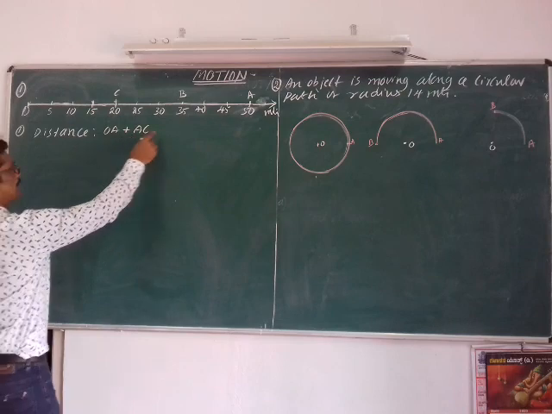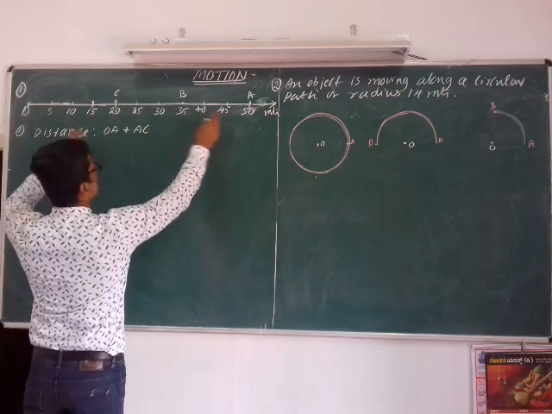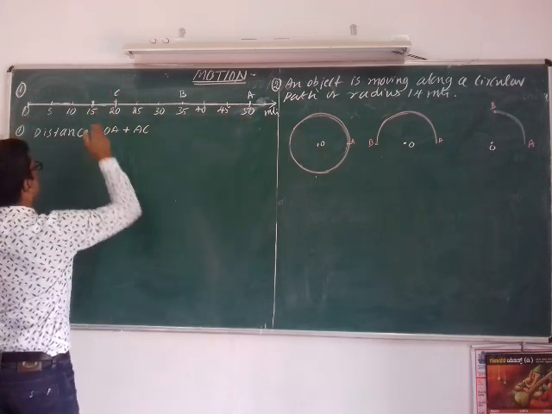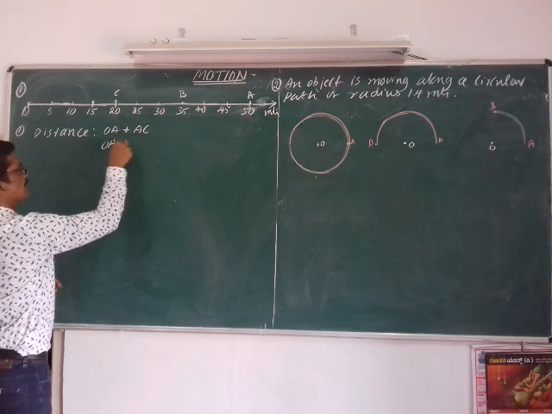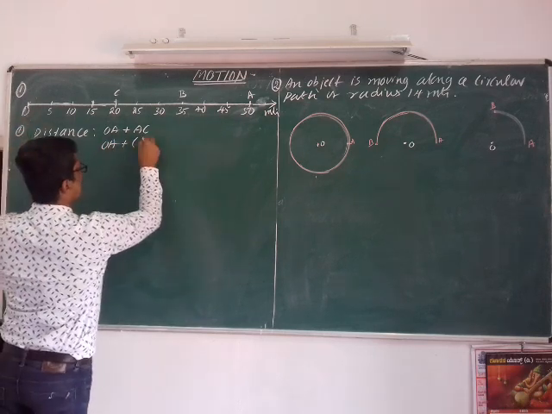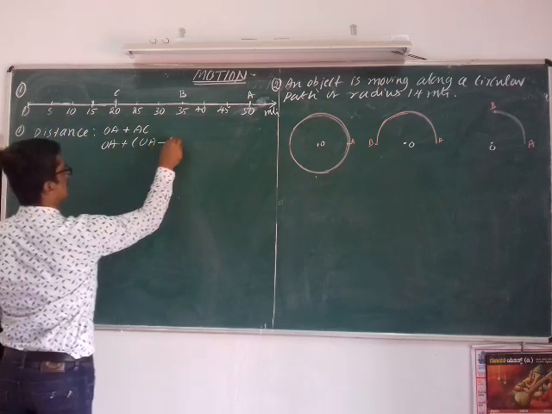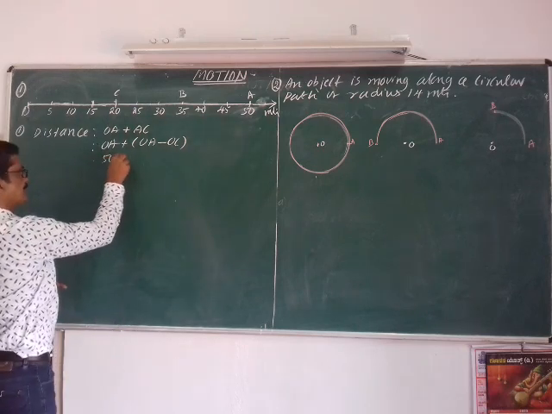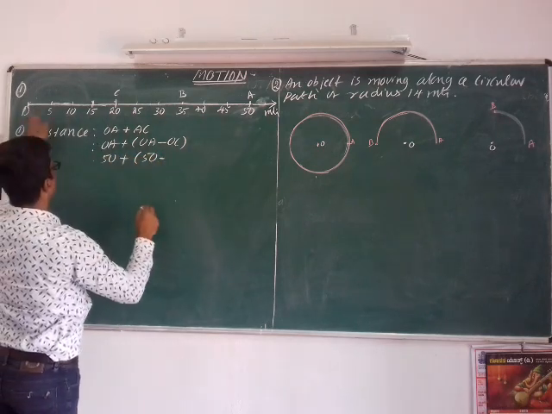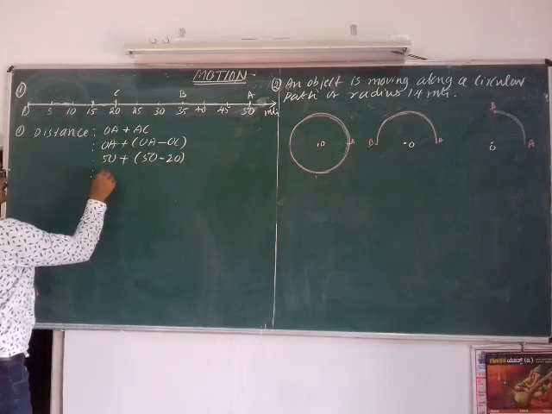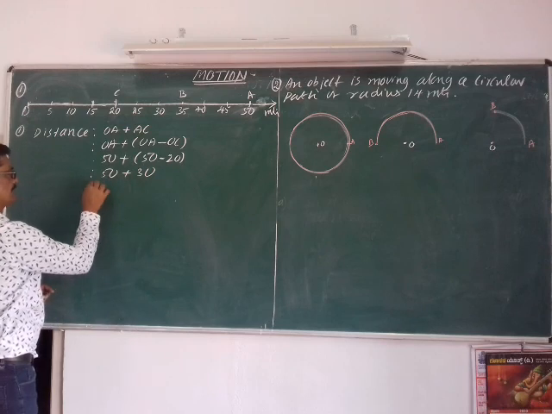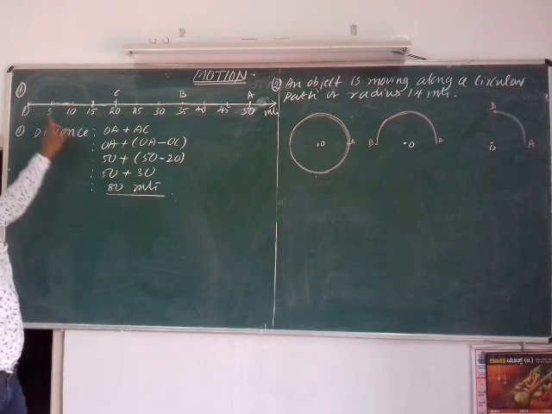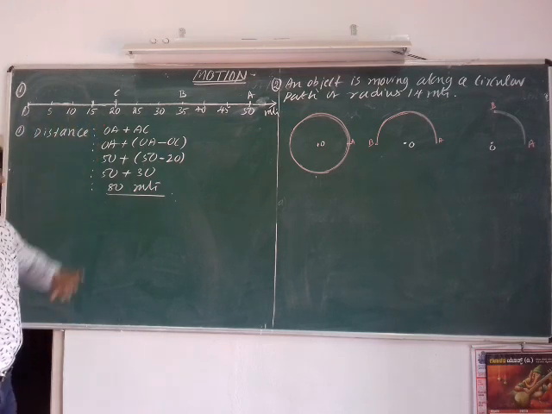Here AC is how much? You can find out AC like this. From OA you have to subtract OC. So OA plus OA minus OC. That is OA is how much? 50 plus 50 minus 20. 50 plus 30, 80 meters. Did you understand? This is the distance travelled in this case.